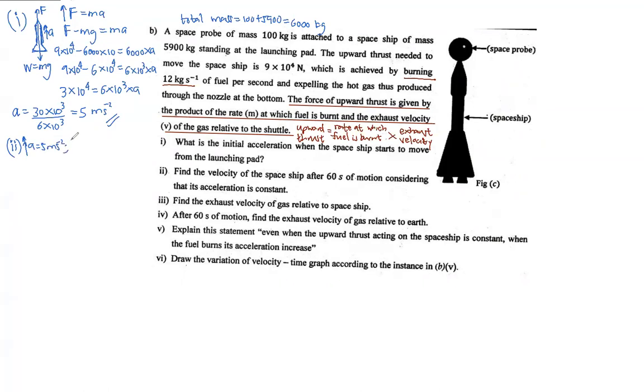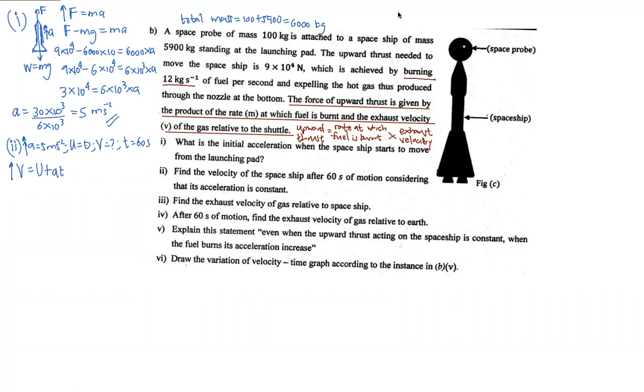Anyone tell me the initial velocity? I think it was at rest, so it's 0. Final velocity we have to find out, after 60 seconds. What equation should we be using? Upwards, v equals u plus at. Very simple: v = u + at.